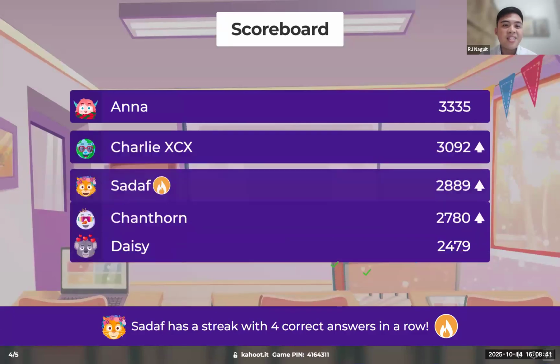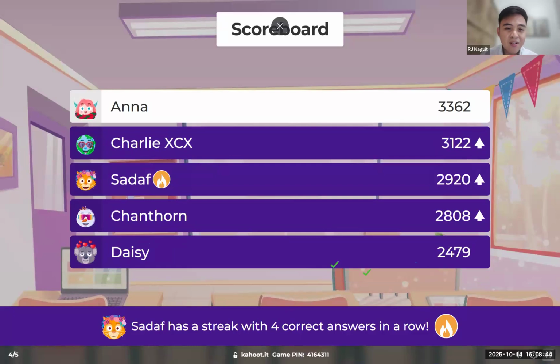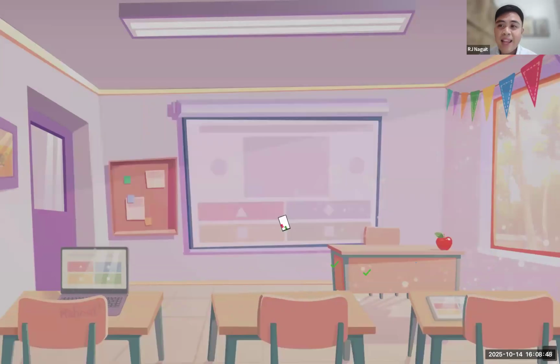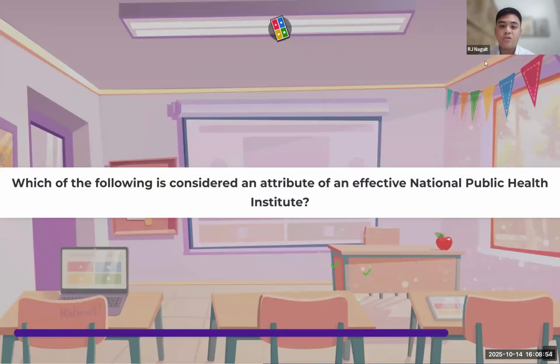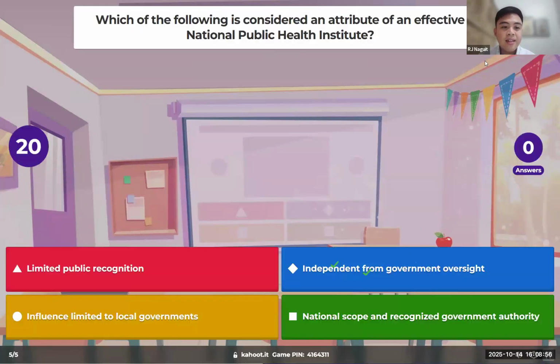Okay, so a lot of people got that wrong or took time before they answered. Last question for this. Which of the following is considered an attribute of an effective National Public Health Institute? Is it red, limited public recognition? Blue, independent from government oversight? Green, national scope and recognized government authority? Or yellow, influence limited to local government?